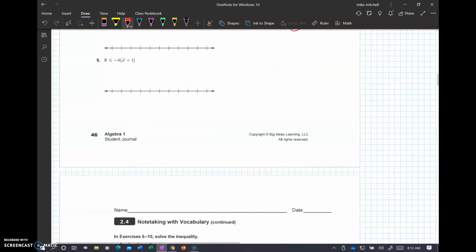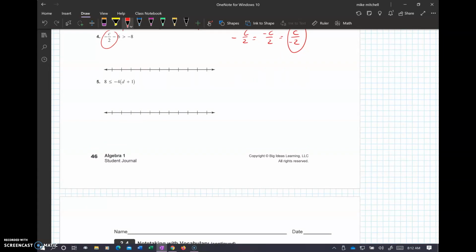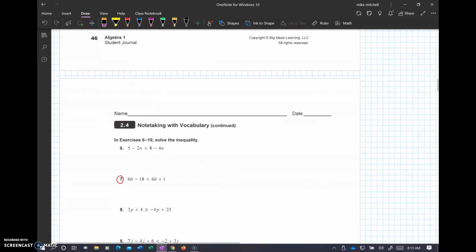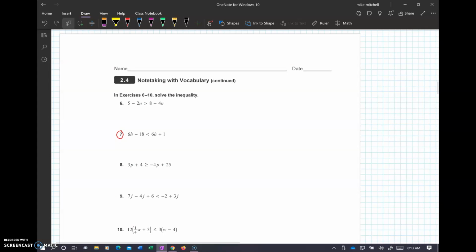Number 8, distribute first. Actually, you don't have to distribute first. You can divide first. There are 2 different ways to do this. You can try dividing by the negative right away, or you can distribute. Multiple ways to do these.